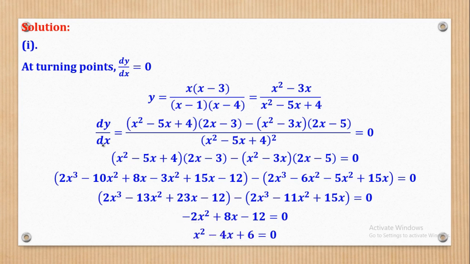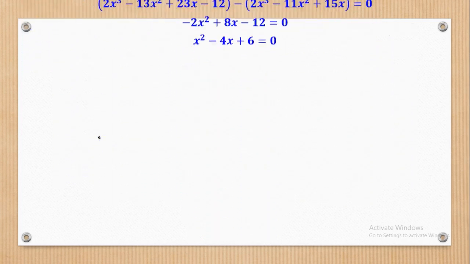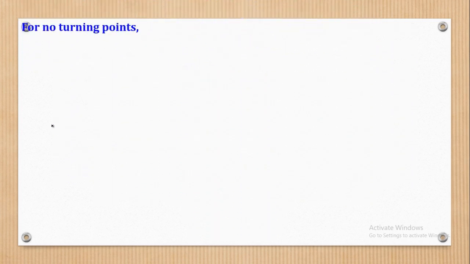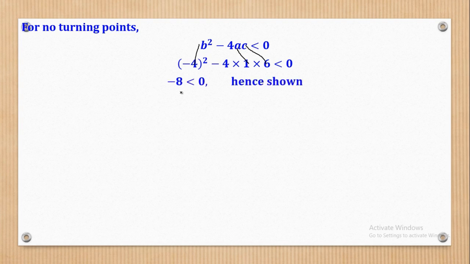But remember, they told us to show that there's no turning point. It implies that no turning point means there are no real roots. Therefore, you comment and say that for no turning points, the condition for no real roots applies, which is b squared minus 4ac is less than 0. I think you remember that under quadratics and polynomials. So b is that, a is that, and c is that. When I substitute, I come up with the left hand side being equal to negative 8, and this is less than 0. Negative 8 is less than 0, which is true, and therefore you have shown that there are no turning points. So that is how they show.